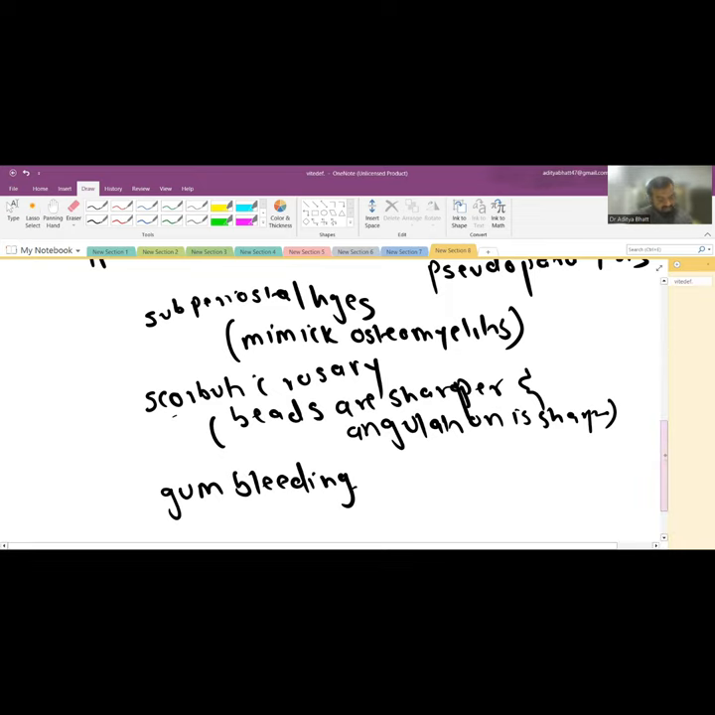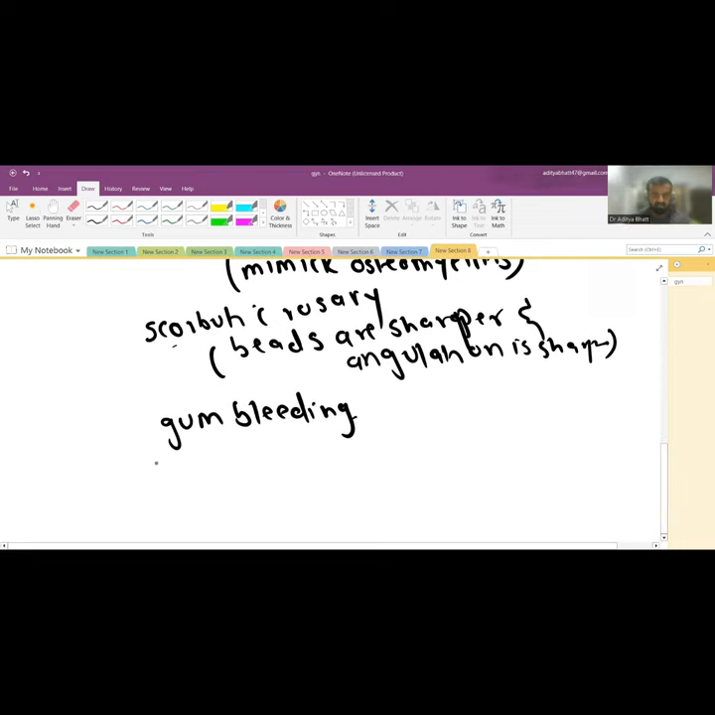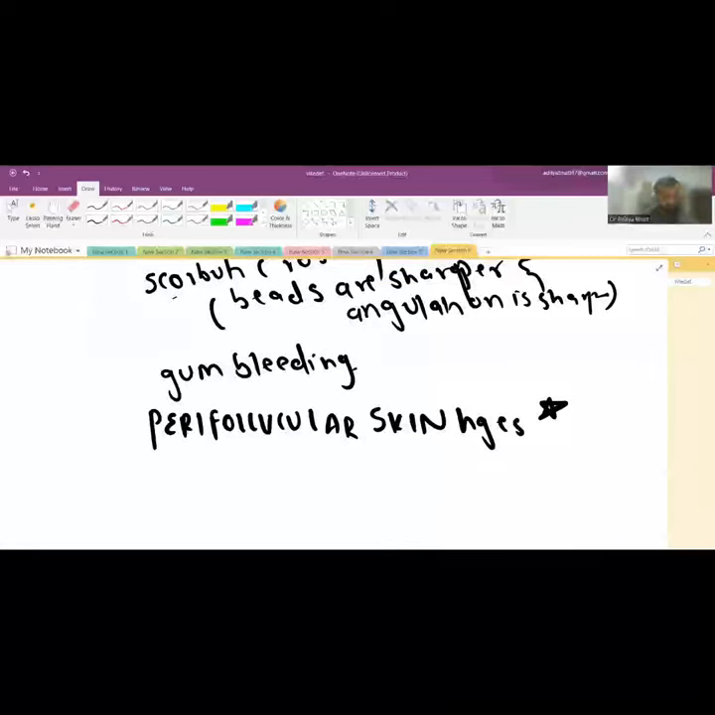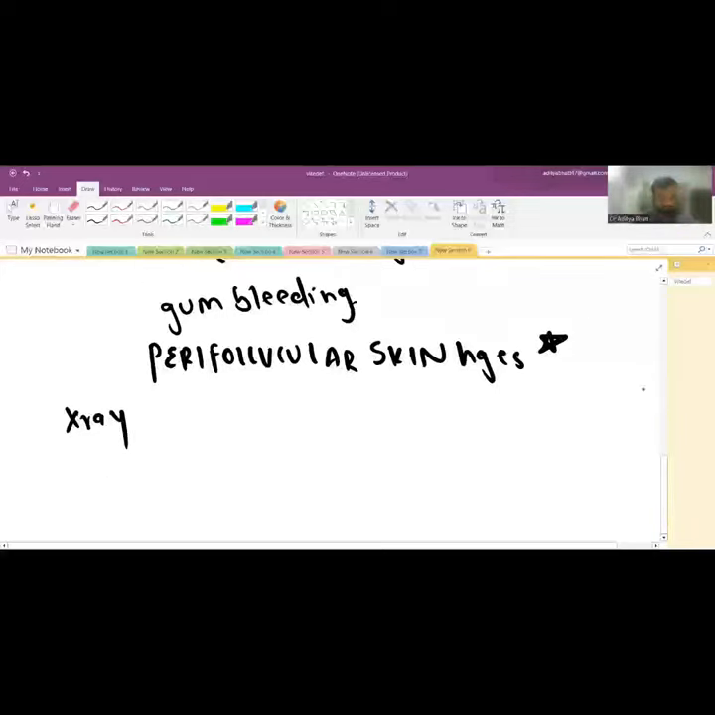And there is presence of anemia with perifollicular skin hemorrhages, and this is one of the hallmarks of scurvy, perifollicular hemorrhage, where the hair grows, there is hemorrhage around the perifollicular region. Now, what are the X-ray findings in a patient of scurvy?